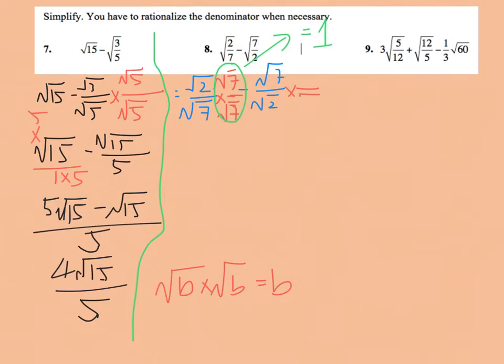So it has to be root 2. So we multiply by root 2 over root 2. Again, root 2 over root 2 equals 1, so it doesn't change the value of the second term. Now we can start to multiply the product. So you end up with root 14 over 7 minus root 14 over 2.